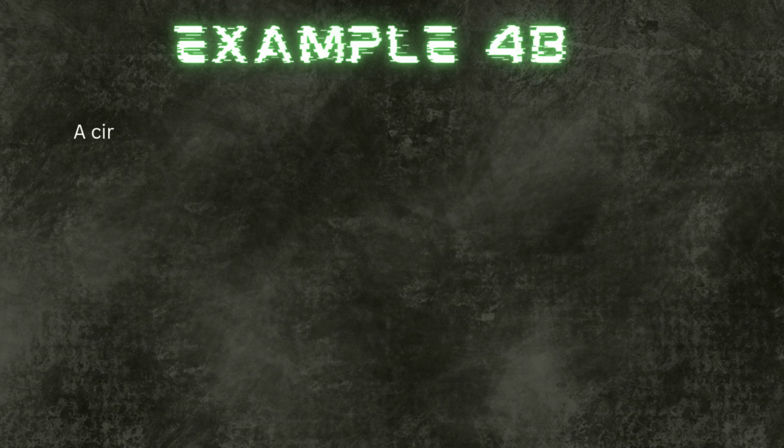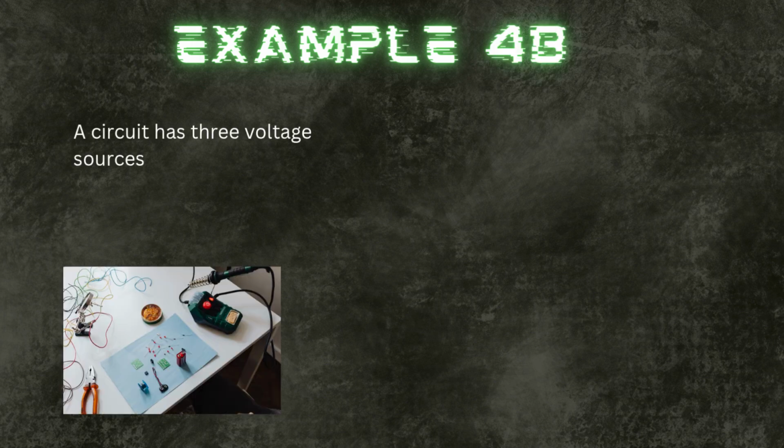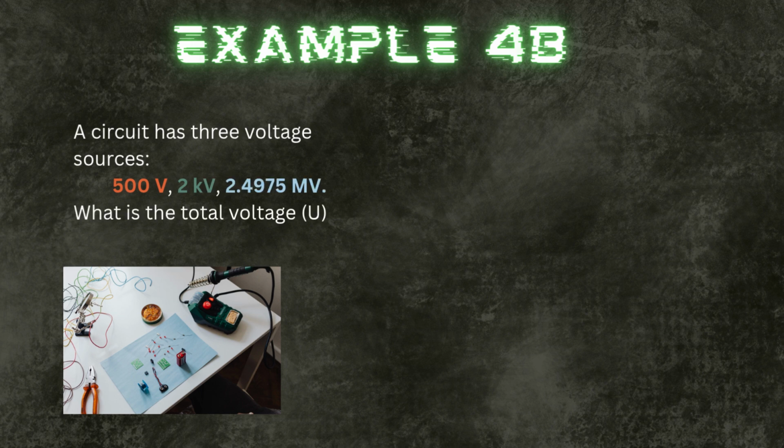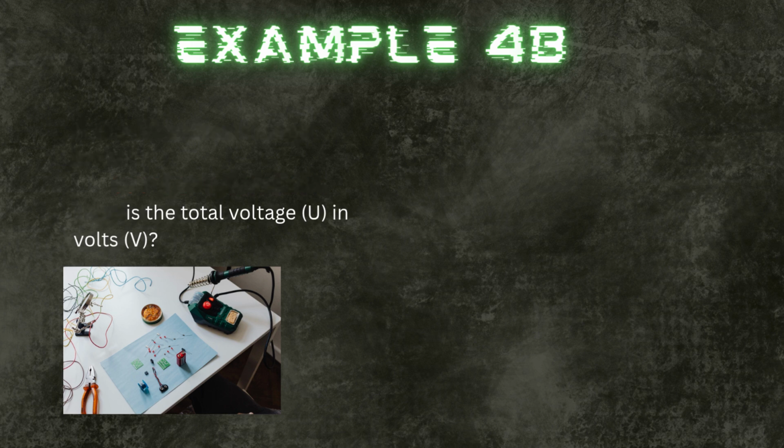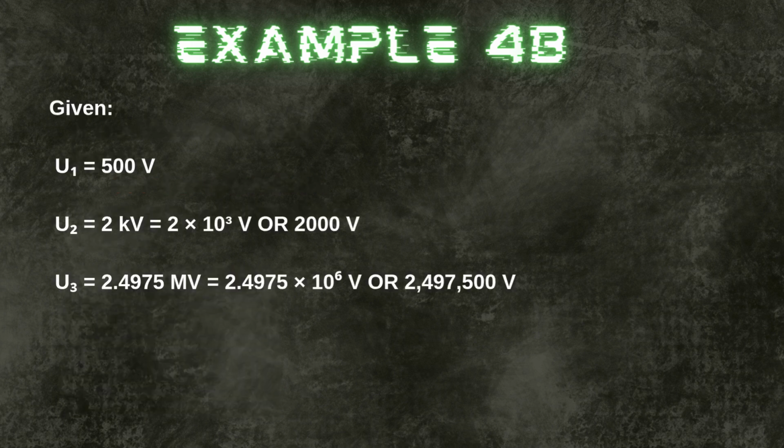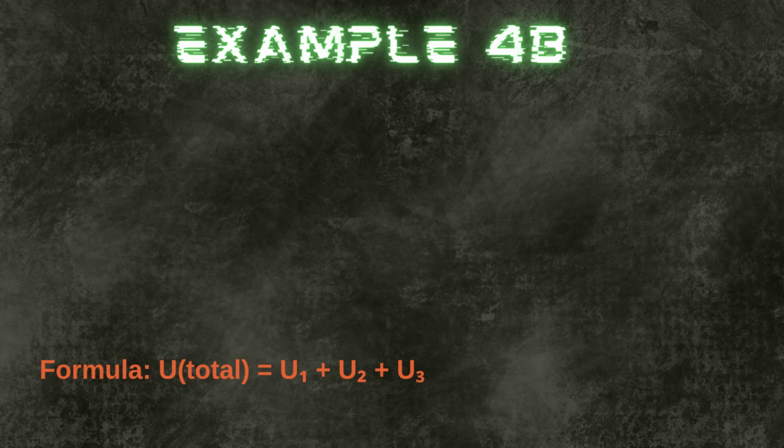Example 4b. A circuit has three voltage sources, 500 volts, 2 kilovolts, and 2.4975 megavolts. What is the total voltage, U, in volts? We are given three voltages. U1 equals 500 volts. U2 equals 2 kilovolts, which is the same as 2 times 10 to the power of 3, or 2000 volts. U3 equals 2.4975 megavolts, which is 2.4975 times 10 to the power of 6, or 2,497,500 volts. Using the formula, total voltage equals U1 plus U2 plus U3, we can now calculate the result.